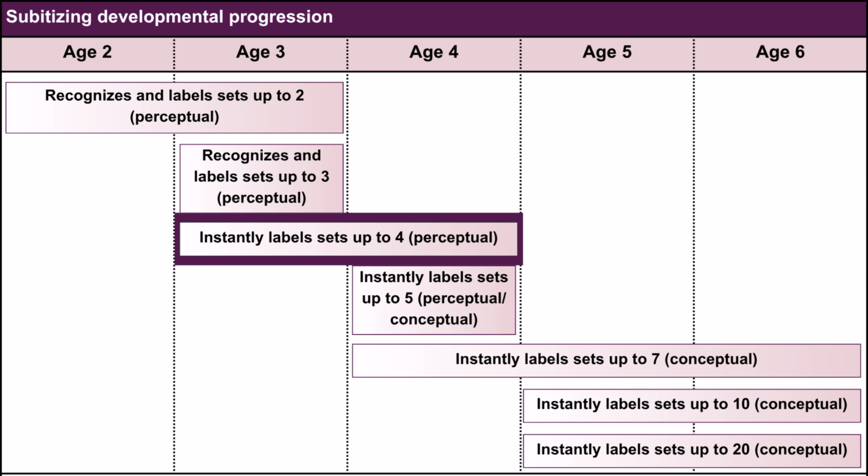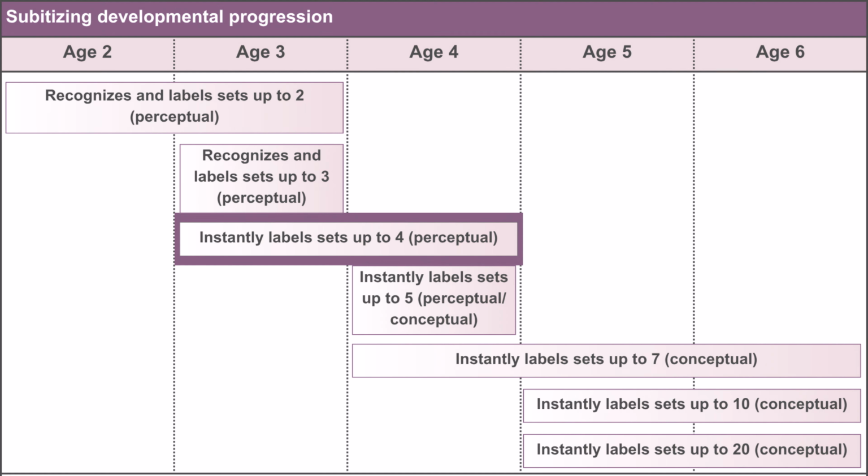He can perceptually recognize and label sets up to 4. Given that Alessi is 5 years old, his subitizing ability is outside of the range of other children his age. Keep in mind, however, that we have data from only one observation. It takes multiple observations to truly get a handle on what children know or don't know.